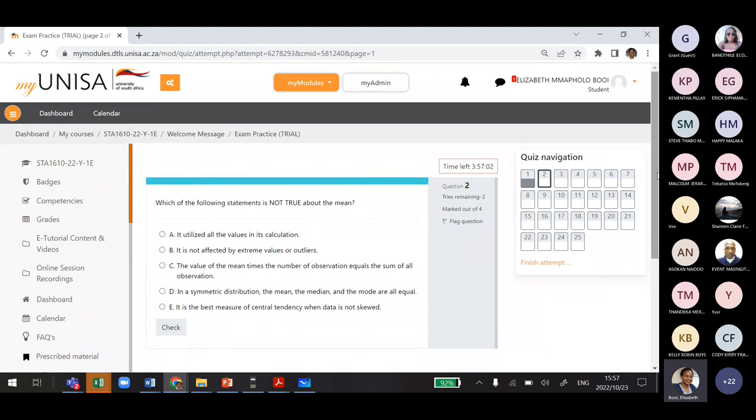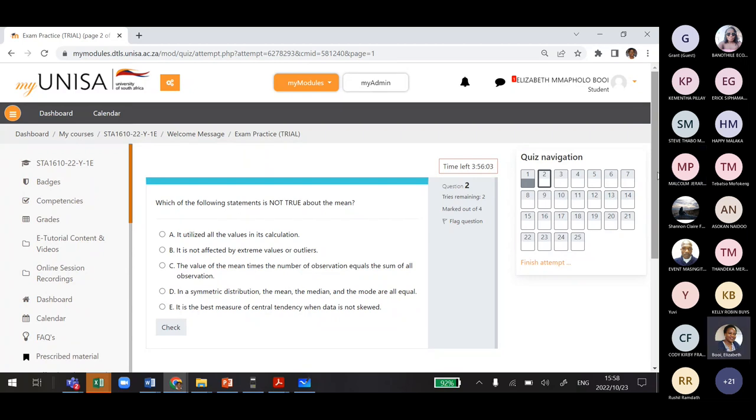Okay, so let's move on to the next question. Which of the following statements is not true about the mean? A, it utilizes all the values in its calculation. B, it is not affected by extreme outliers. C, the value of the mean times the number of observations equals the sum of all observations. D, in a symmetric distribution, the mean, the median, and the mode are all equal. E, it is the best measure of central tendency when the data is not skewed. A, B, C, D, or E?